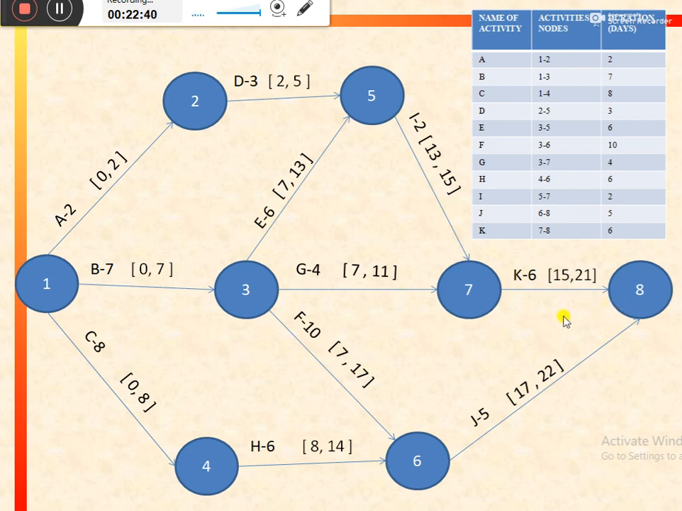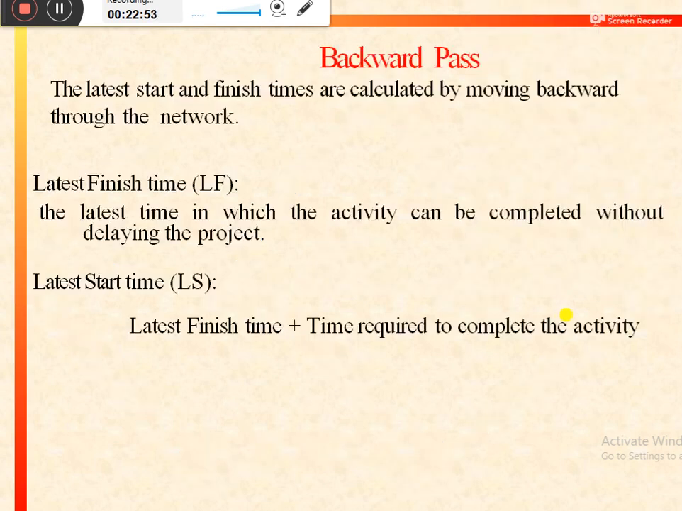So in this manner we have calculated the earliest start and earliest finish times for the different activities by using the forward pass method. Now we would calculate the latest finish time and latest start time for different activities by using the backward pass.